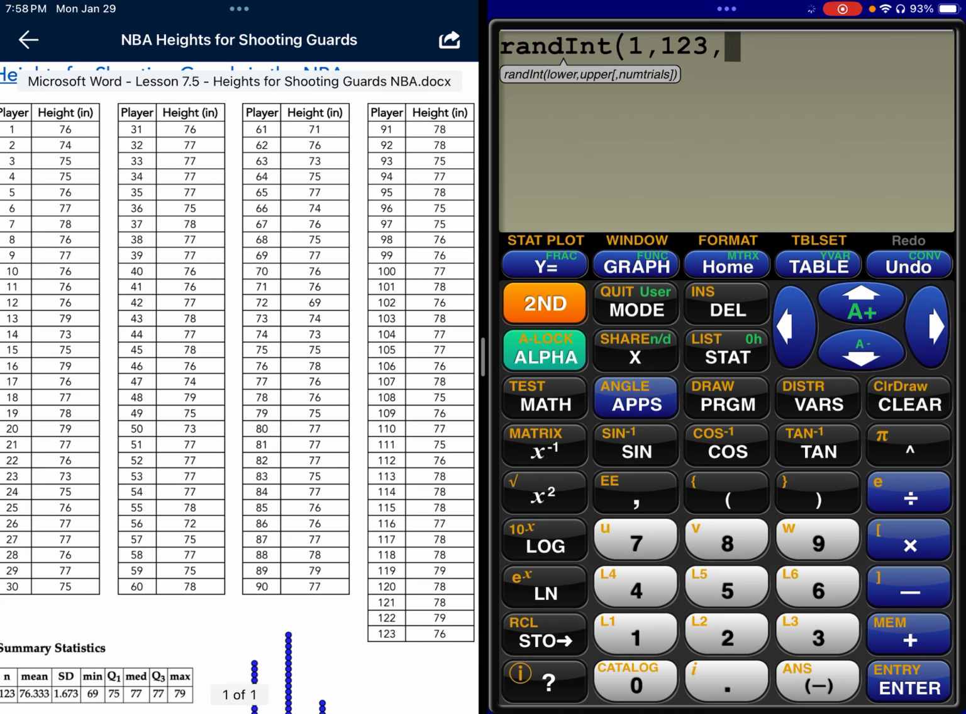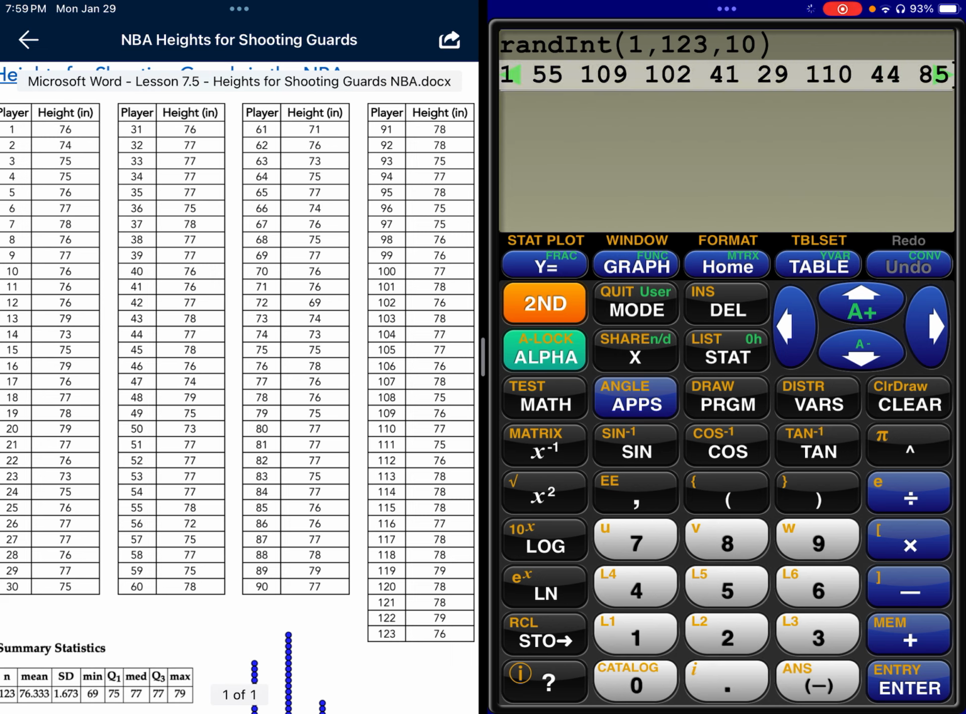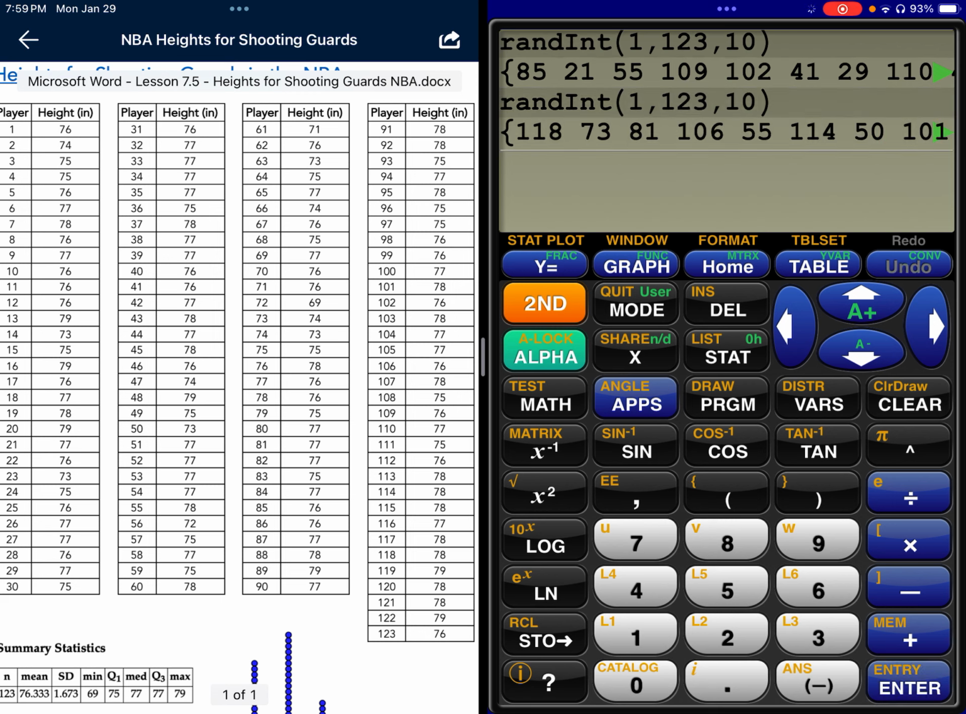1,123, a little German for you, and sample size of 10. So there you have it. Now, theoretically, I want to do this when I do not have any repeats, ideally. So I see 1, 2, 3, 4, 5, 6, 7, 8. I don't have any repeats there. 9, 10. I don't think I had any repeats. Oh, there's two 85s. Let me just see if I can go again and get no repeats.